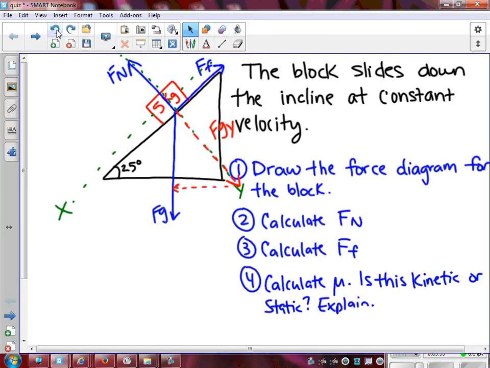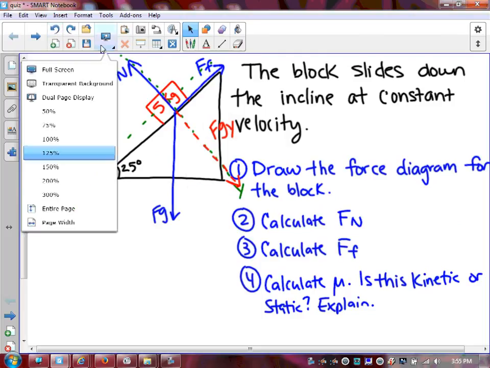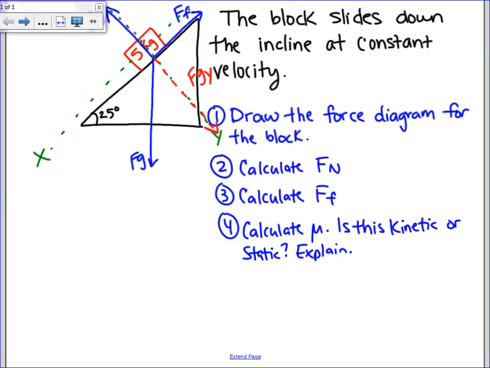Instead, let me redo and go back a little bit. Instead, what we want to do is draw the x component of gravity parallel to the x-axis, which is right here. So since the x-axis is tilted, so is my force gravity x, right there. Notice how force gravity x is parallel to the actual ramp. So that means my right angle is now here, and force gravity is the hypotenuse of this triangle, which is correct.